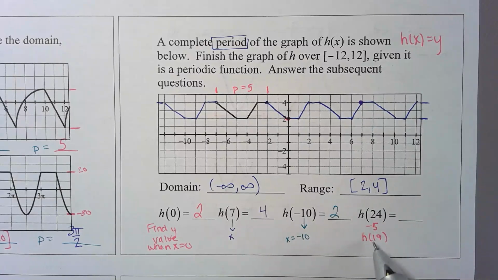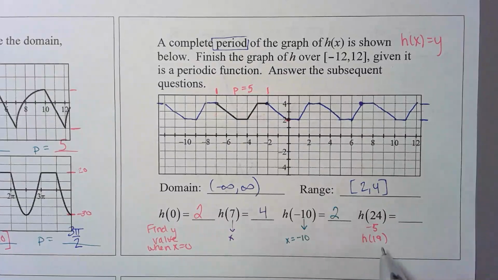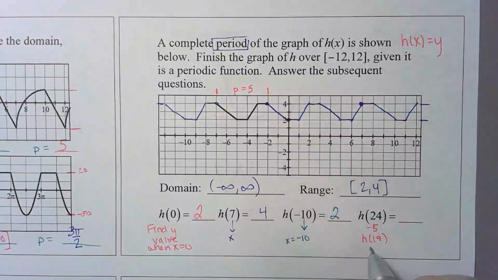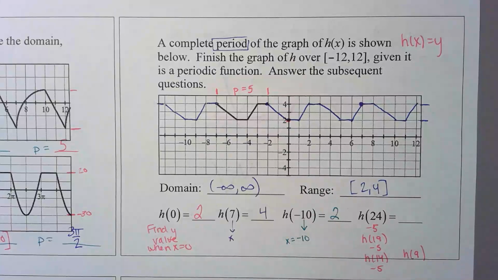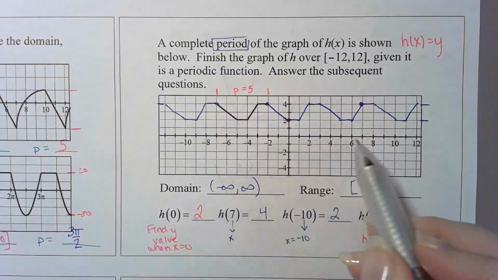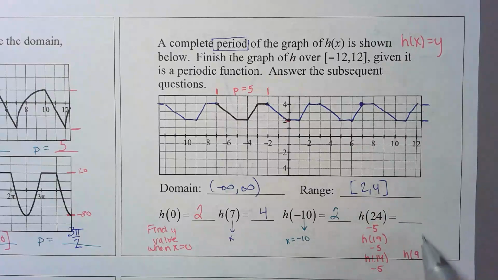Those should be the same y value. Excuse me, h of 24 and h of 19 should be the same y value. But h of 19, I still don't see it, so let's subtract 5 again, and I get h of 14, which is closer. Let's subtract 5 again, and we get h of 9. Oh, h of 9 is 3. And so if h of 9 is 3, then h of 14 is 3, which means h of 19 is 3, which means h of 24 is 3.